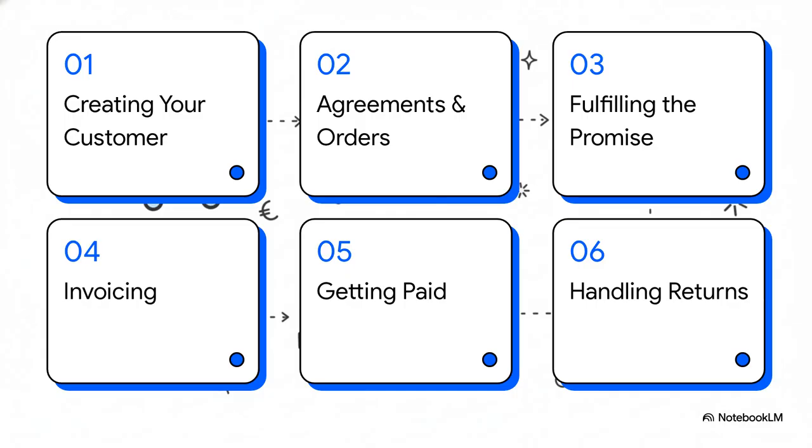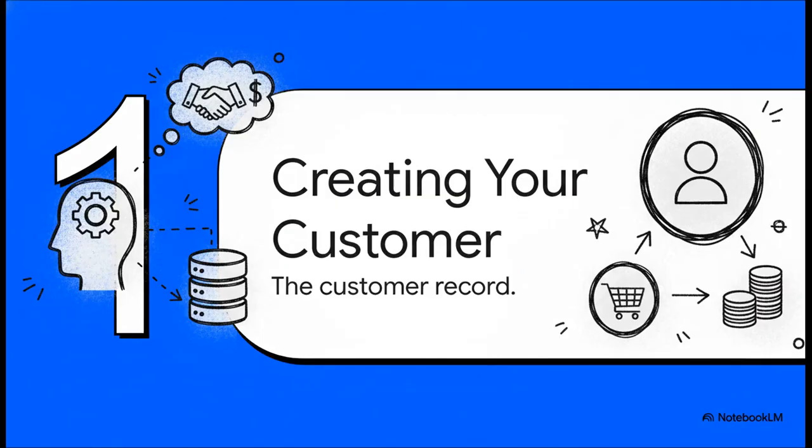Okay, so here's the roadmap for our trip. First, the starting line, creating the customer. Then we'll get into making the deal with agreements and orders. After that, it's all about fulfilling the promise, getting the product out the door. Then the bill arrives, which is invoicing. And the best part, closing the loop and getting paid. We'll even cover the unexpected stuff, like handling returns. It's the whole shebang, A to Z. All right, let's dive right in.